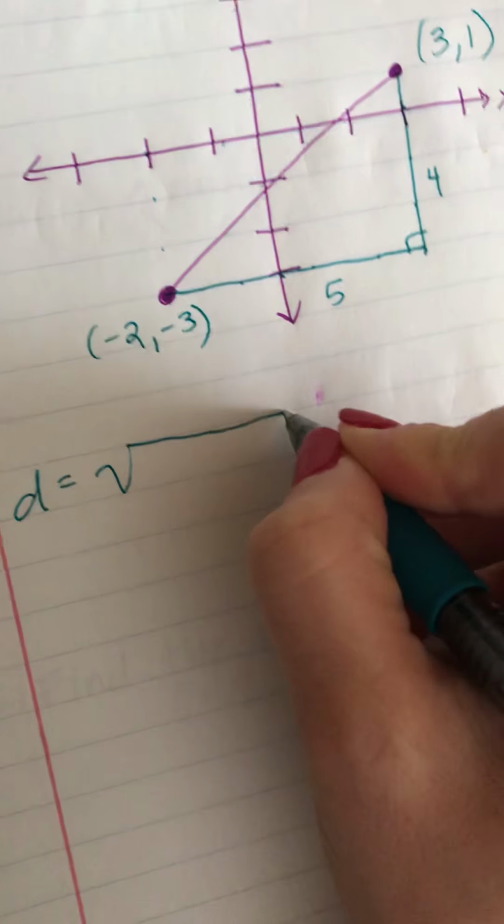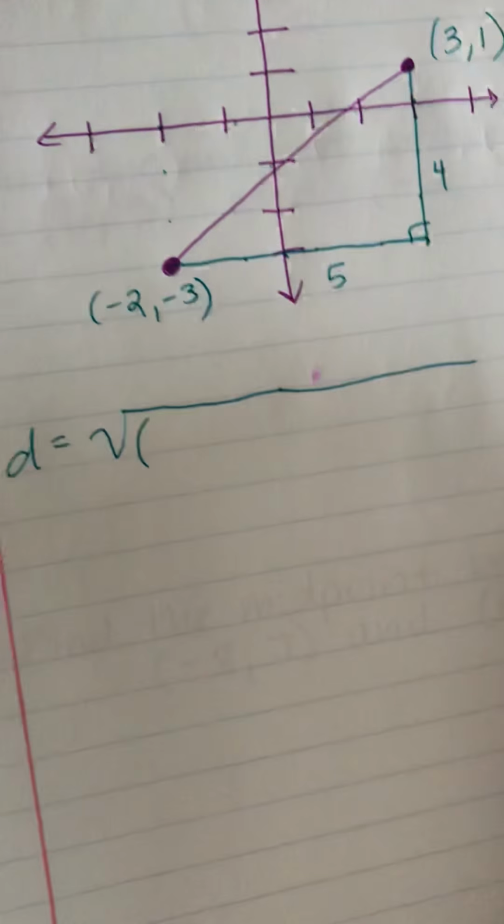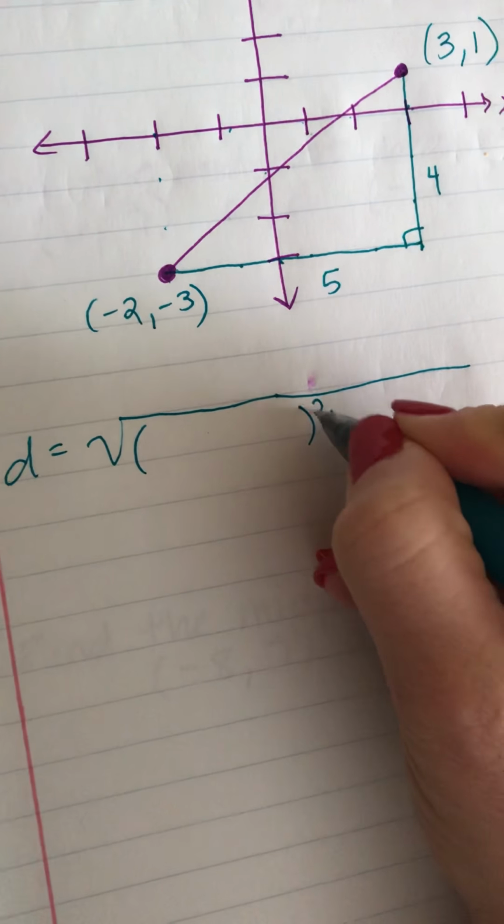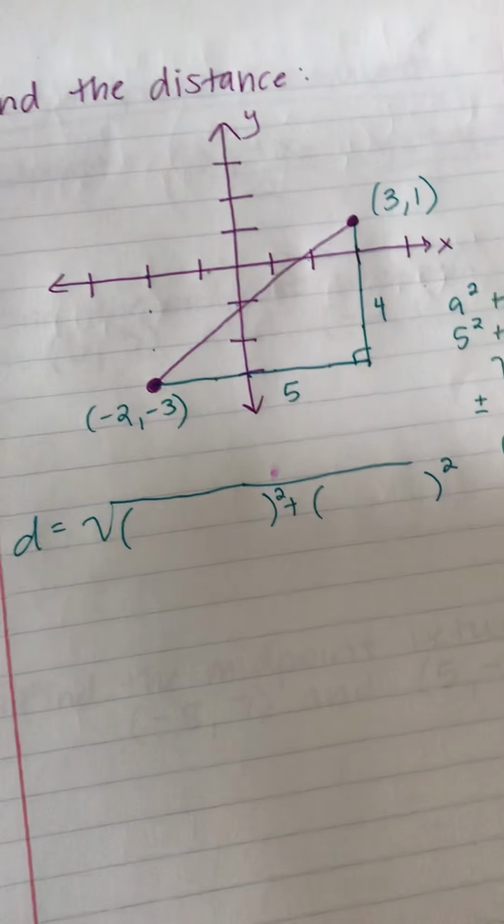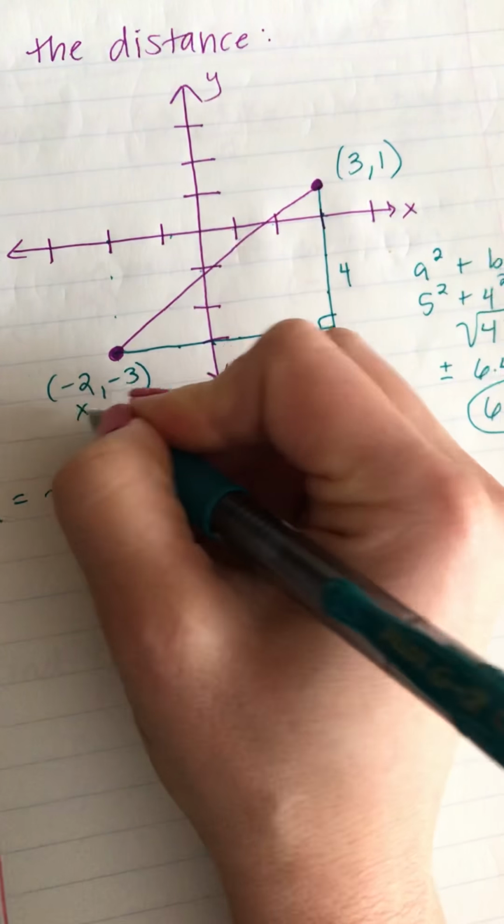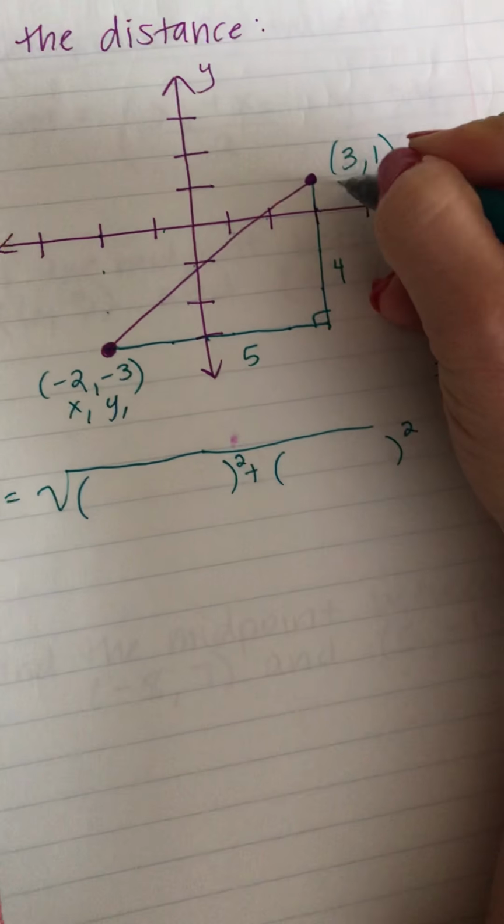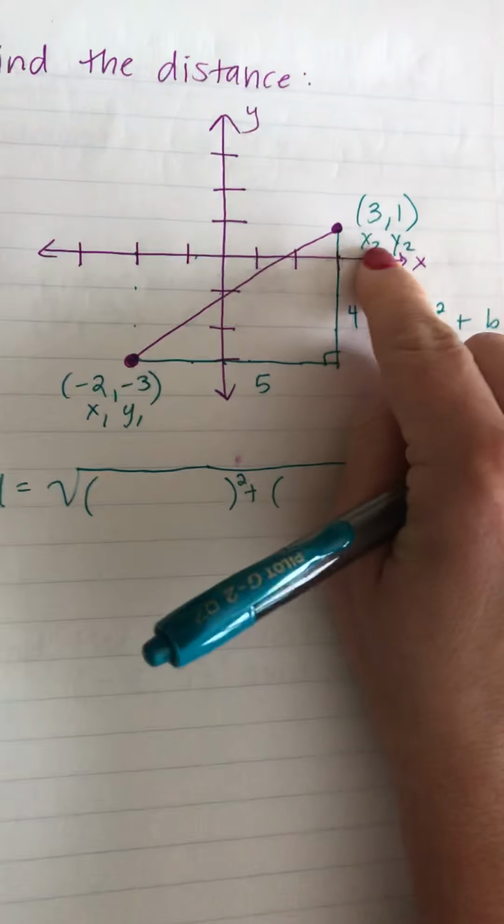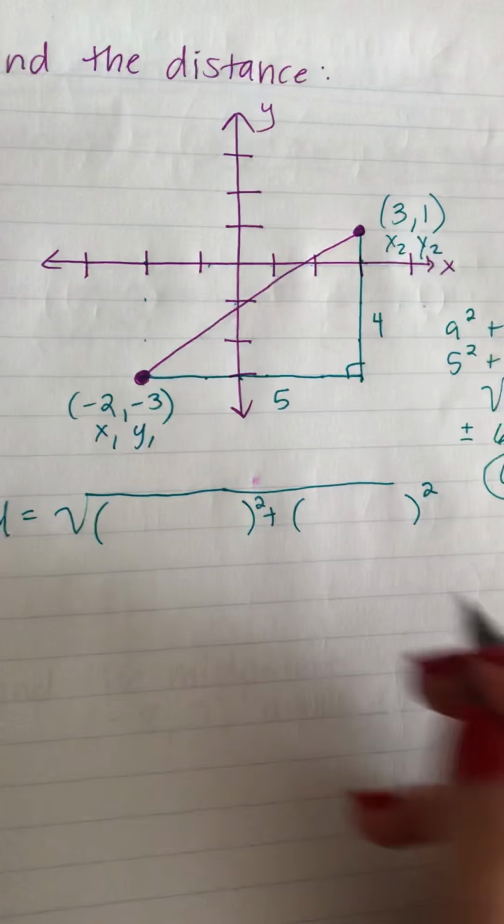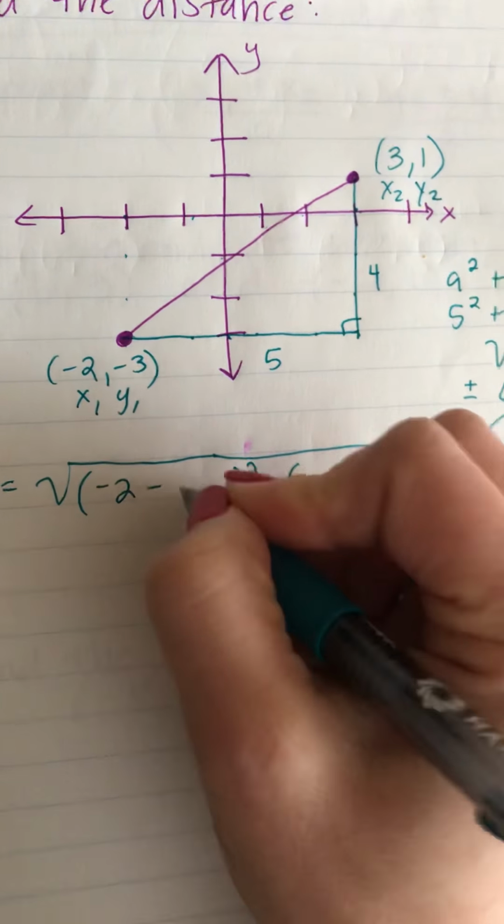D equals the square root. And you can make either one x1 and y1 and x2 and y2, just be consistent. I'll use this as my first one because it's right here. I'll use this as my second one because it's up there. It doesn't matter. You could have made that x1, y1, x2, y2. It doesn't matter. So negative 2 minus 3.